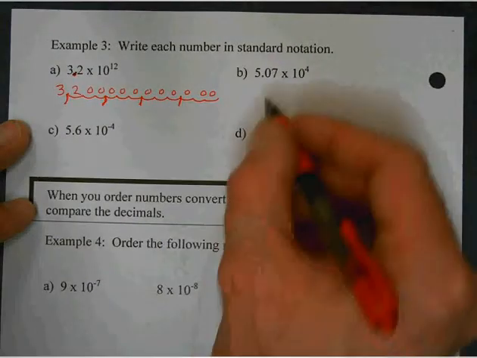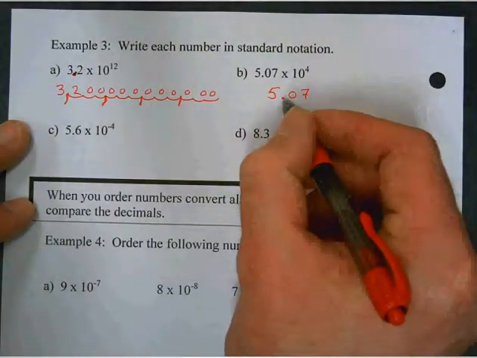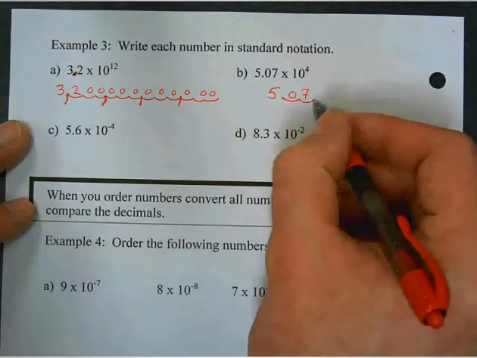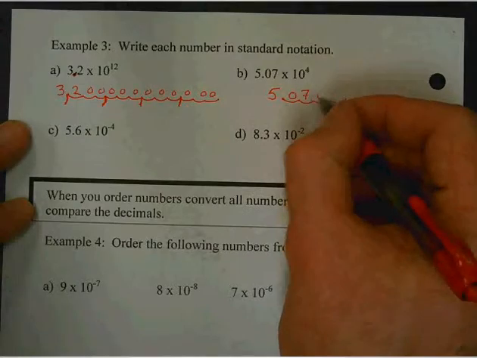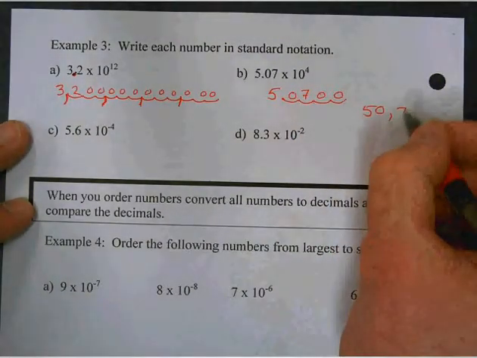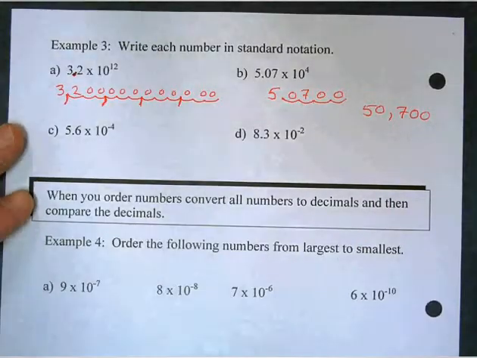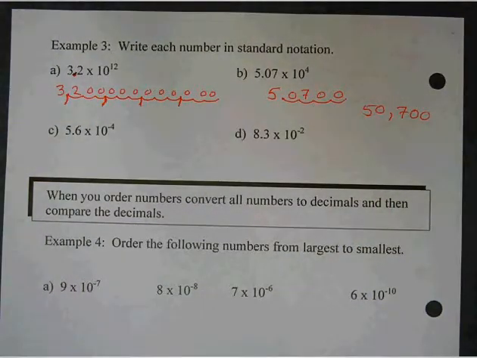Let's do a smaller one. 5.07. 1, 2, 3, 4. So stick in your zeros. Maybe we should rewrite this. 50,700. Because when you have those swoops in there, sometimes it's distracting to try to see what the real number is.